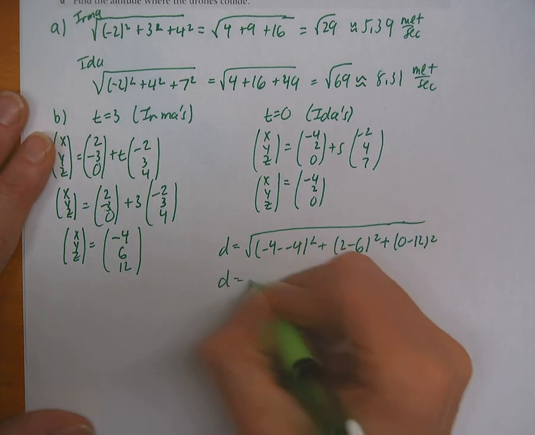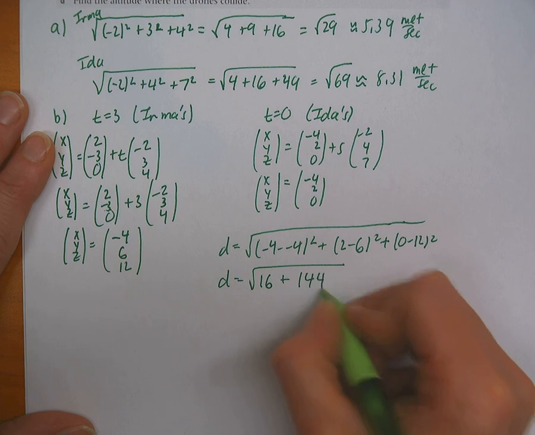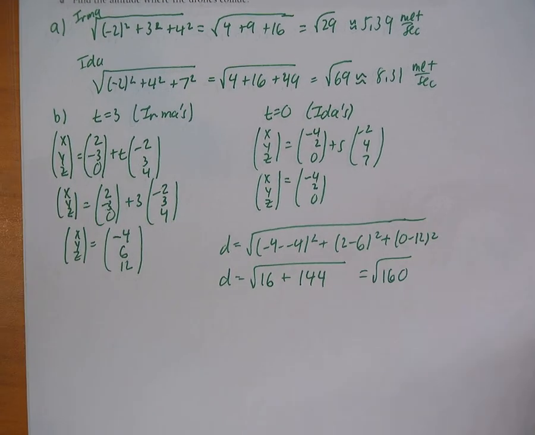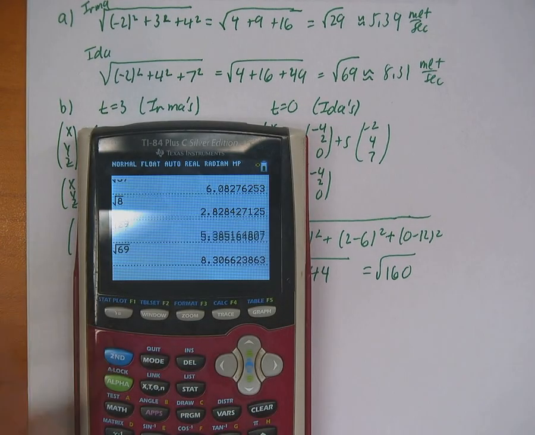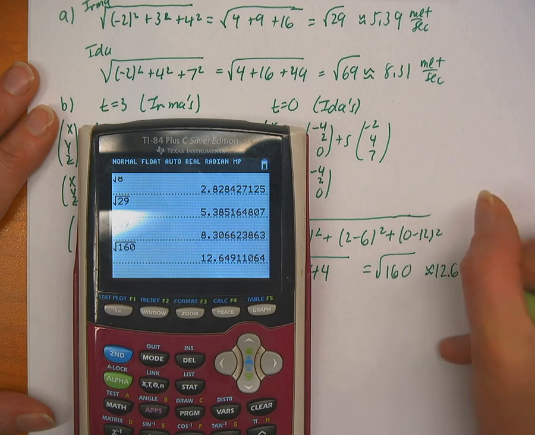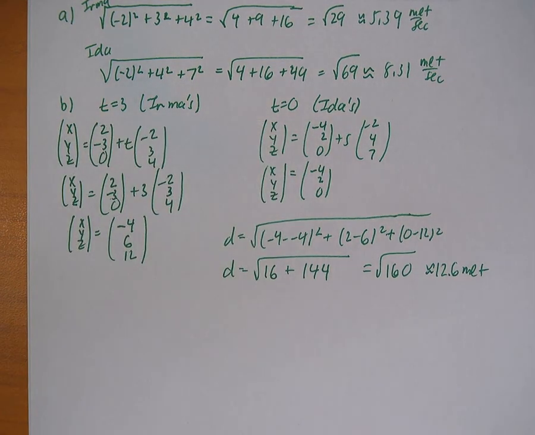So the distance between them, I'm going to get -4 squared and then 12 squared. So 16 and 144. So the square root of 160, we get about 12.6 meters. This is a distance, so just meters here. So that's how far apart Irma's drone and Ida's drone are, just right as Ida's drone is going to start.